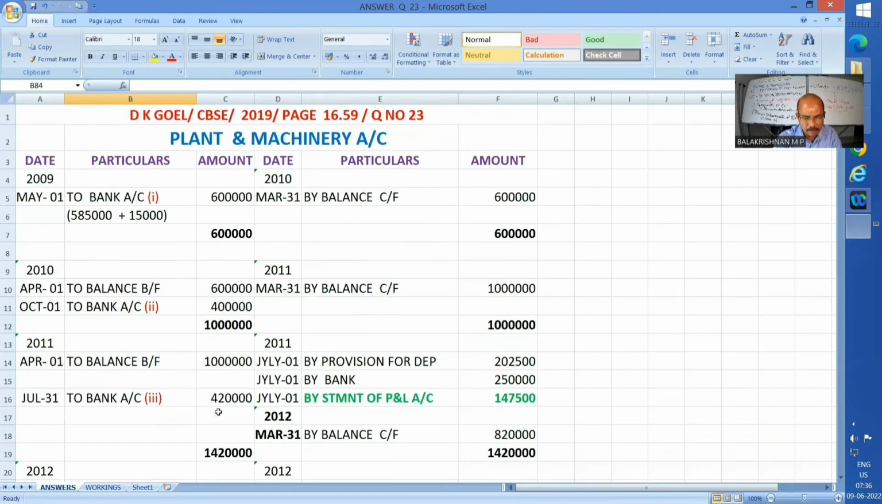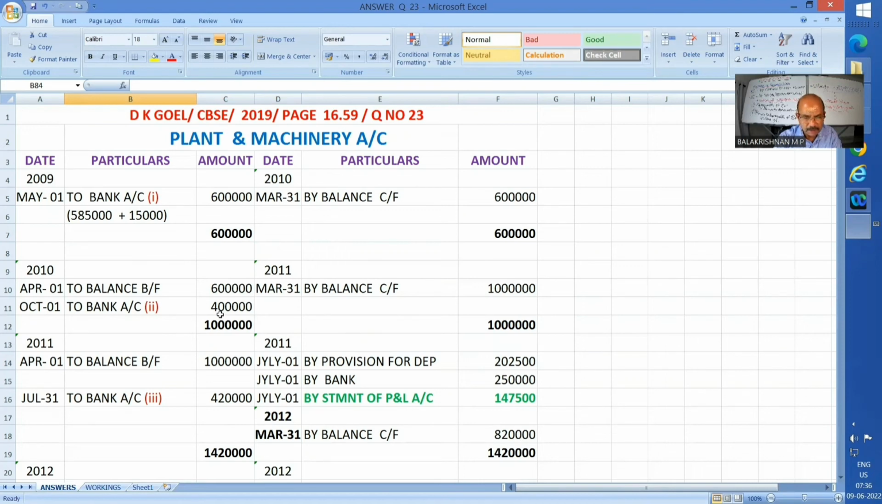Plant and machinery account. Total the heavier side 1,42,000. Put the same total across. Find the difference. That is nothing but 8,02,000. That is balance carry forward. We can have a fair assessment of this one like this also.